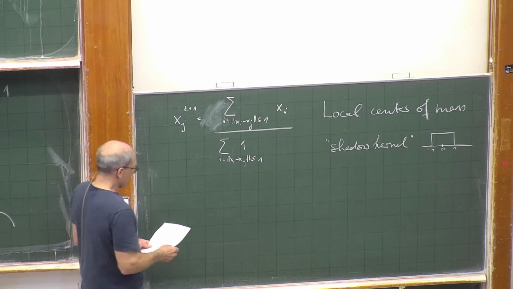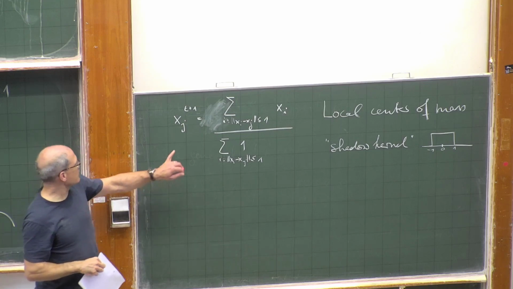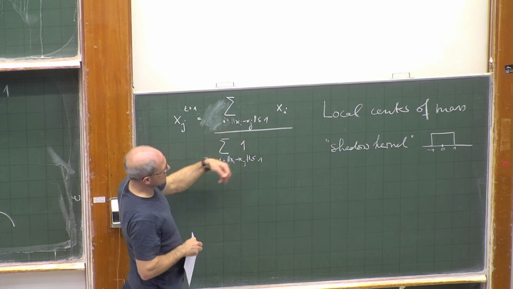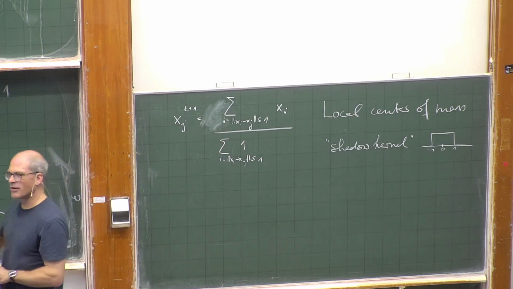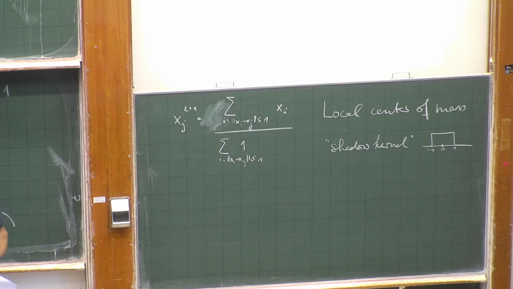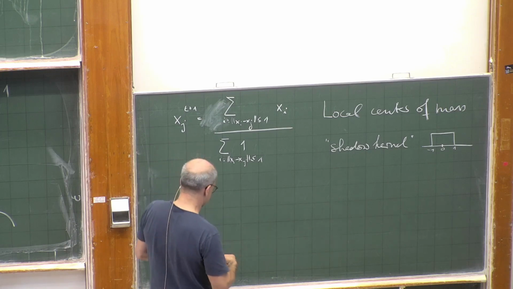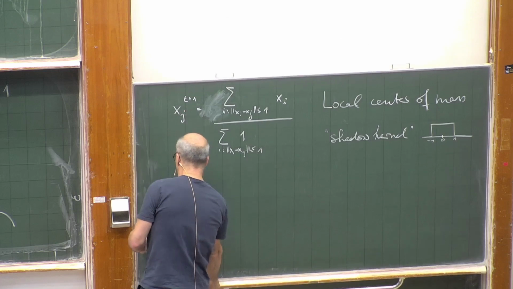And once we have updated the coordinate here, this set of neighbors can change, and so it still is an iterative algorithm. It still will not generally converge in a single step, but it does so reasonably fast.